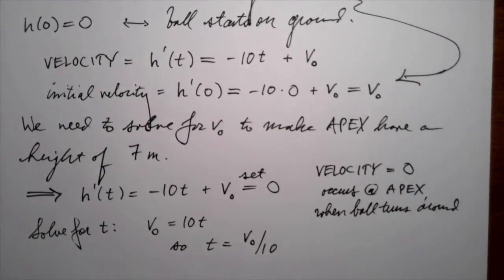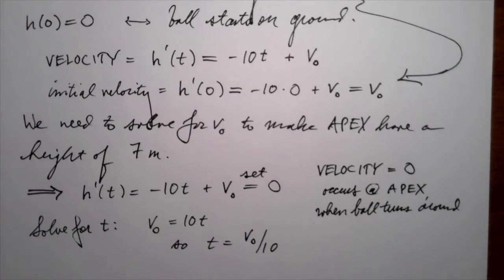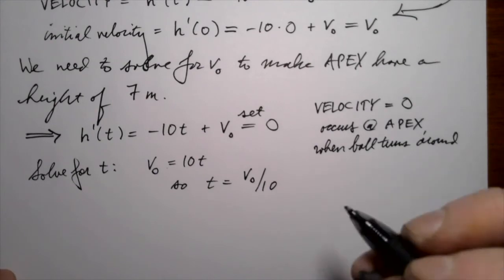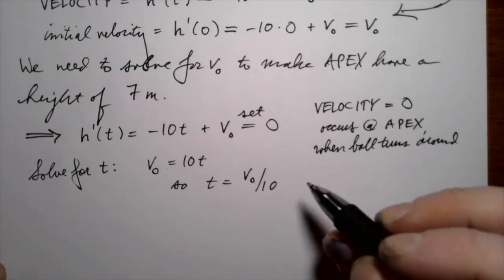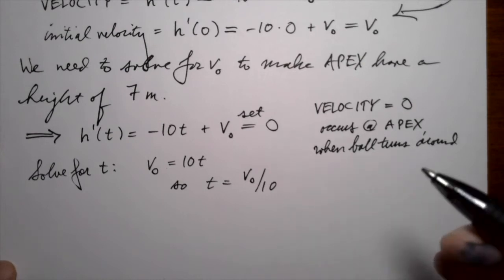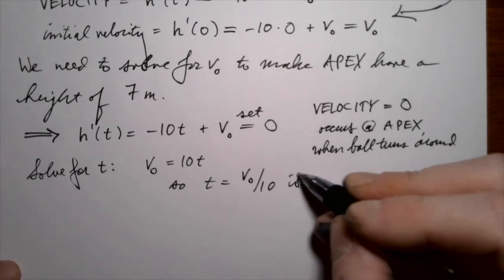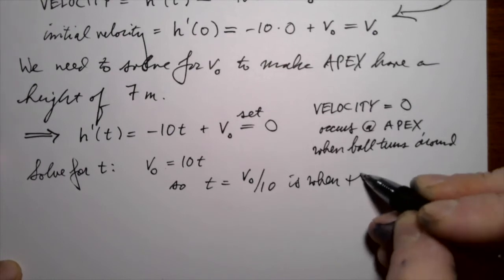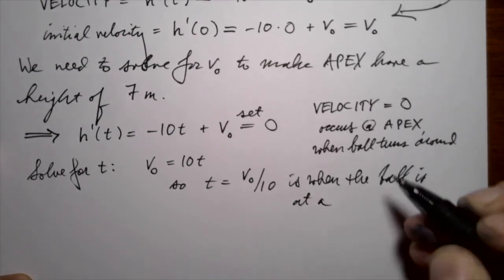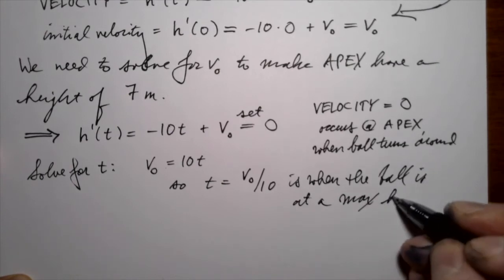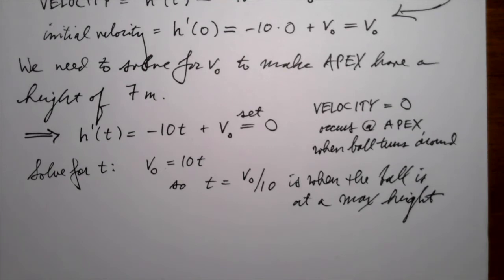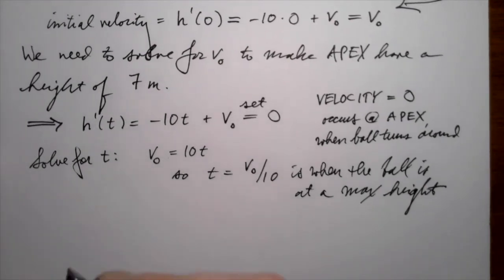That doesn't solve the problem yet, but in the next step it will, because this is the time value at the apex. This is the t value when the ball turns around. That's when the ball is at a maximum height. Okay, why do I care about that?